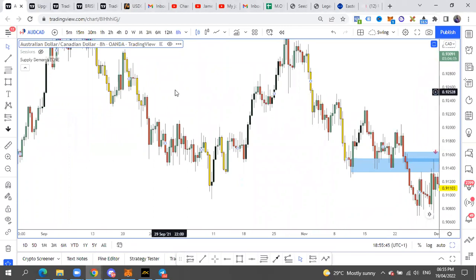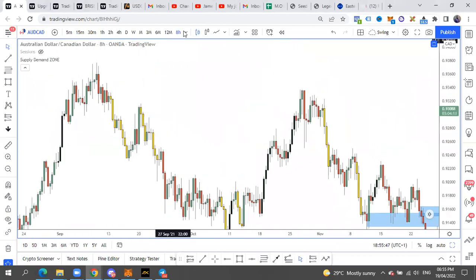Okay, ask yourself, where is your lower high, lower low, lower high, lower low? Then your flip zone is here. Higher low, higher high, higher low, higher high. Your flip zone is here.